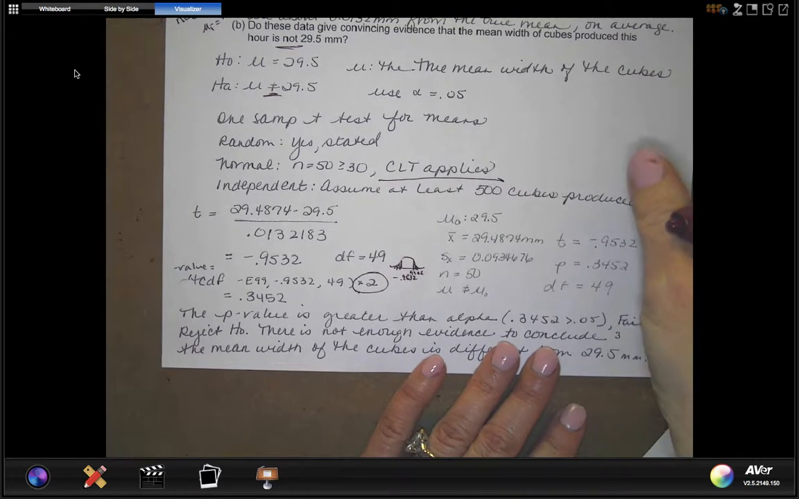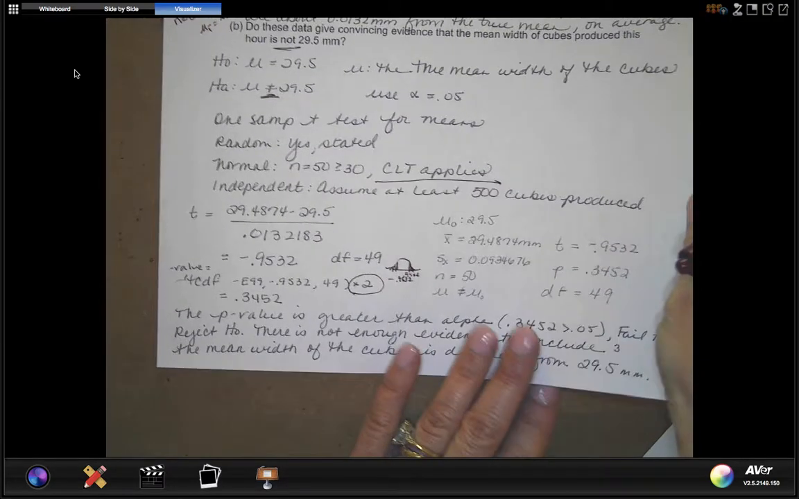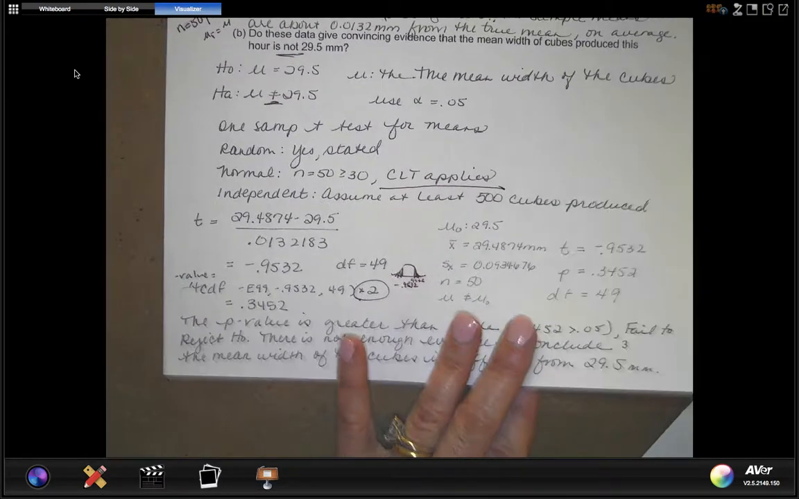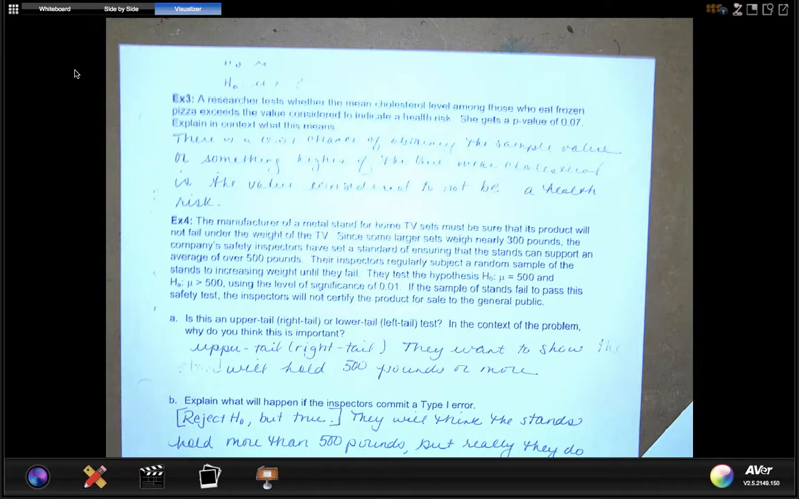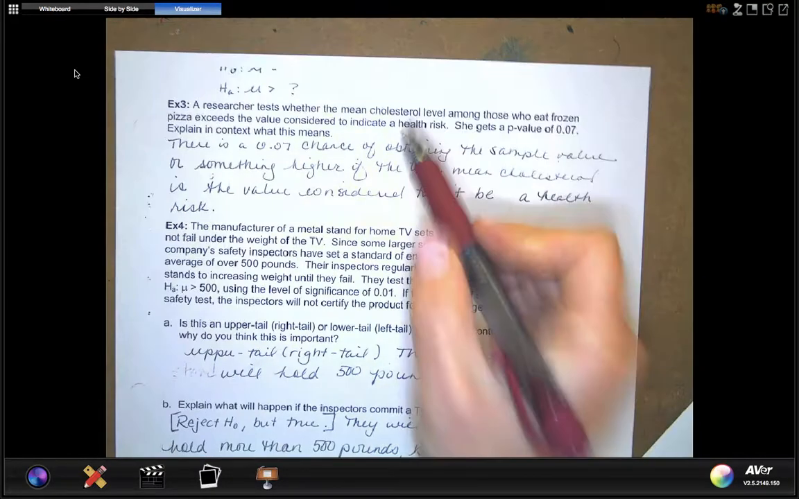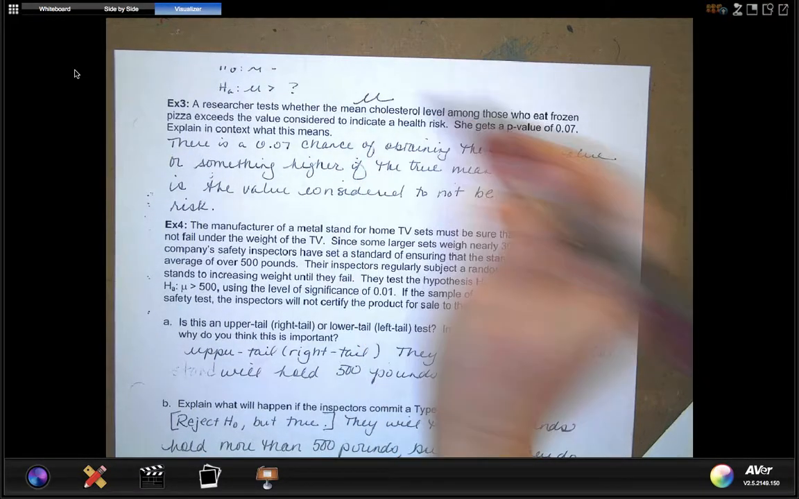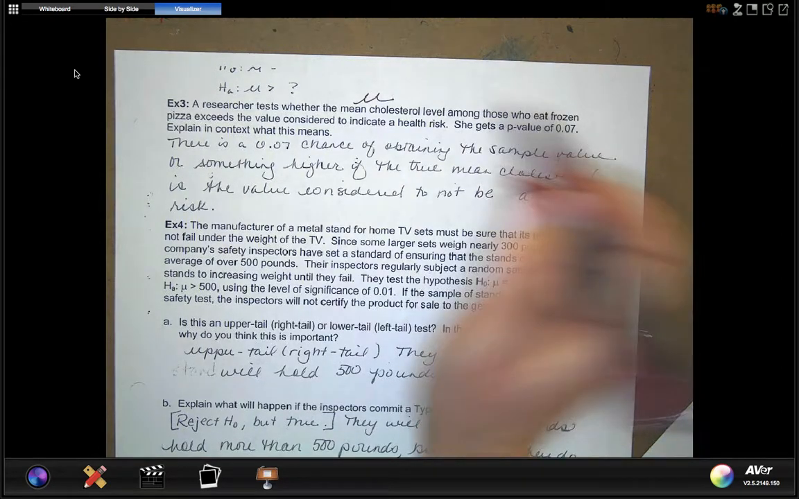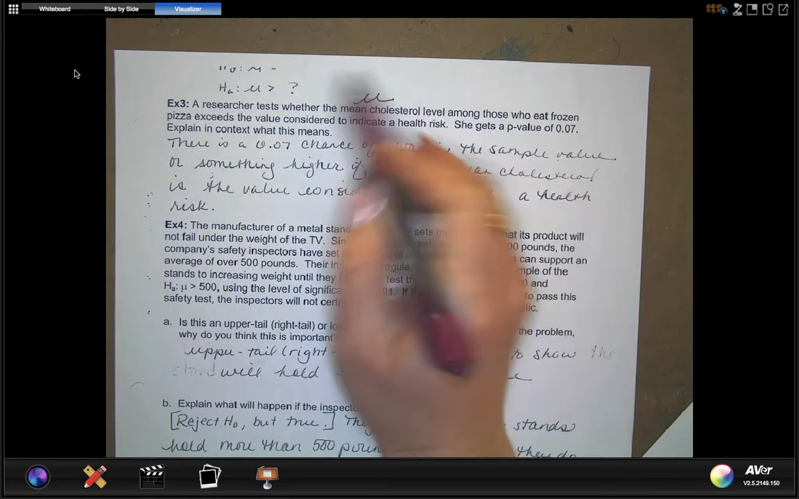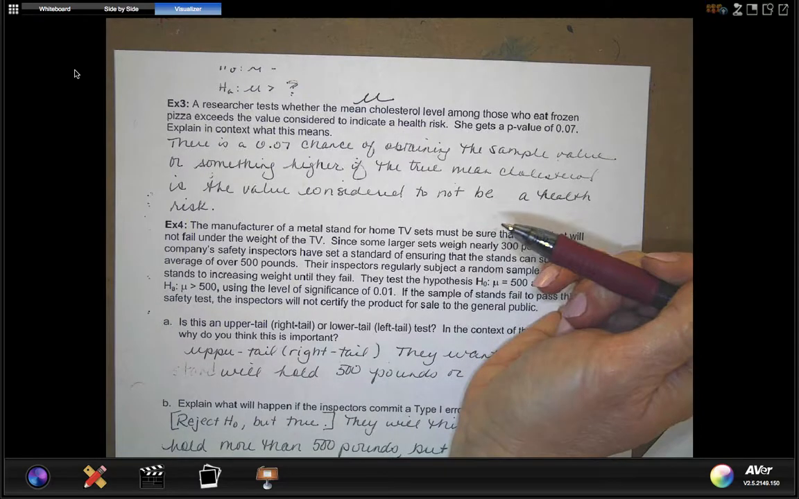All right, again, here's your opportunity. You pause the video, look at the problems on page 4. All right, so I'm going to go over the problems on page 4. So we're testing the mean here. And if it exceeds some value, indicate a health risk. So it's bigger than some value.